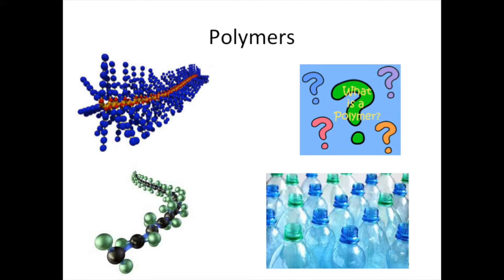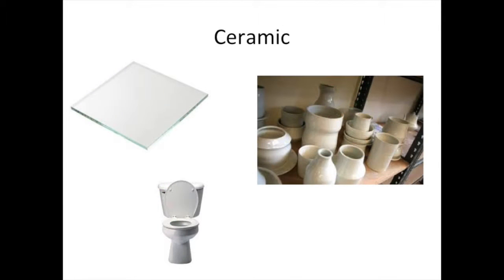A polymer is typically a plastic and resin. The molecular structure consists of a large number of the same units bonded together. A ceramic is an inorganic and non-metallic material. Common ceramics would consist of glass, pots, and toilets.